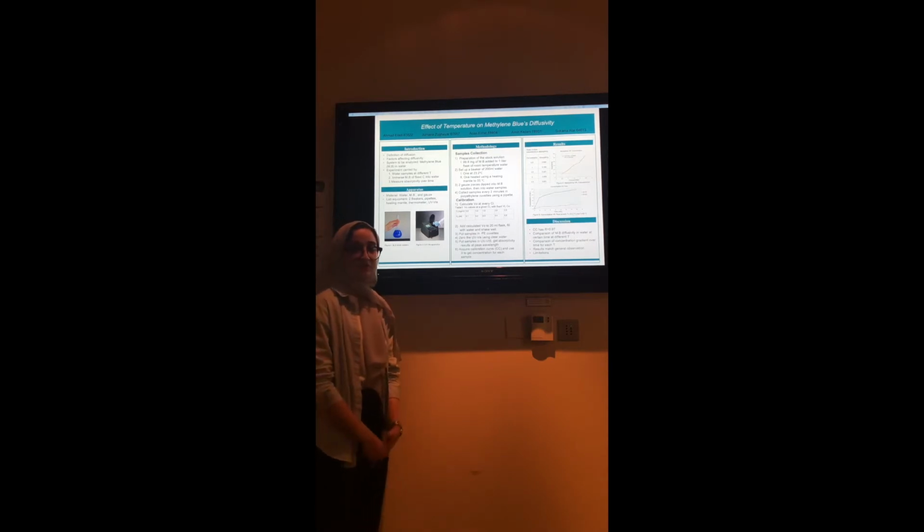What is diffusion? Diffusion is the net movement of molecules from a region of high concentration to a region of lower concentration due to a gradient. This gradient can be a gradient of temperature or pressure or many others, but the focus of this project is to study the effect of difference in temperature on the diffusivity of methylene blue in water.